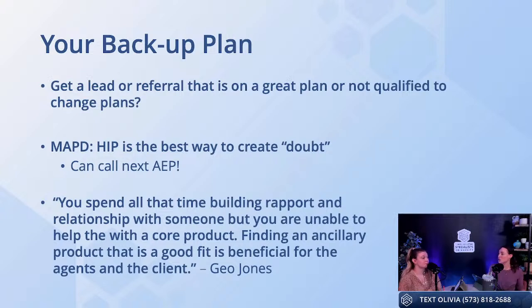Yeah. It's so easy to create doubt when you don't get the MA sale. And guess what? Come AEP, they're now a current client. You don't need the permission to contact. You can call them and ask to do an annual review with them. And you hopefully created enough doubt with that other agent, but you never say, oh, you picked that plan, I wouldn't have picked that plan, because you don't want to insult them.